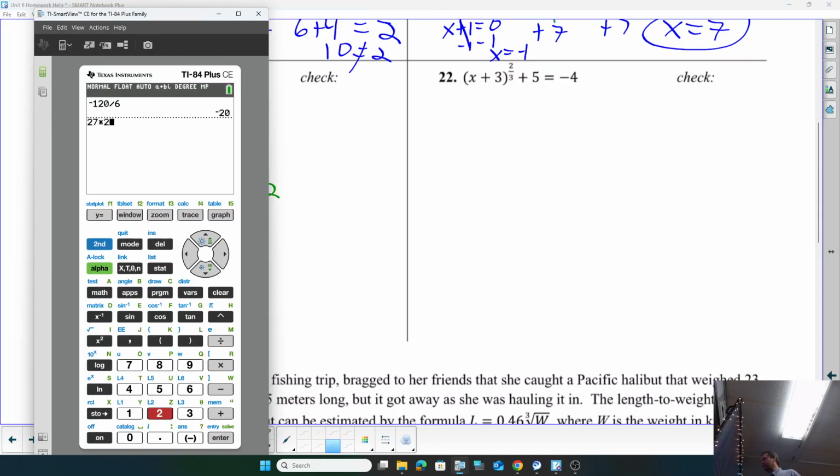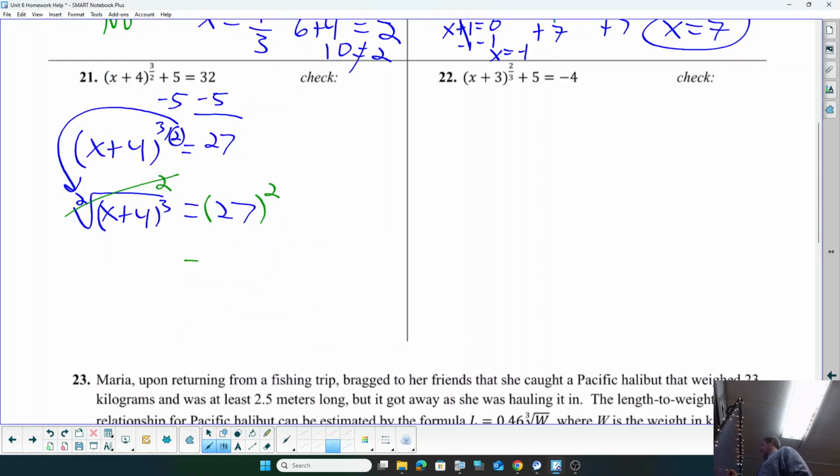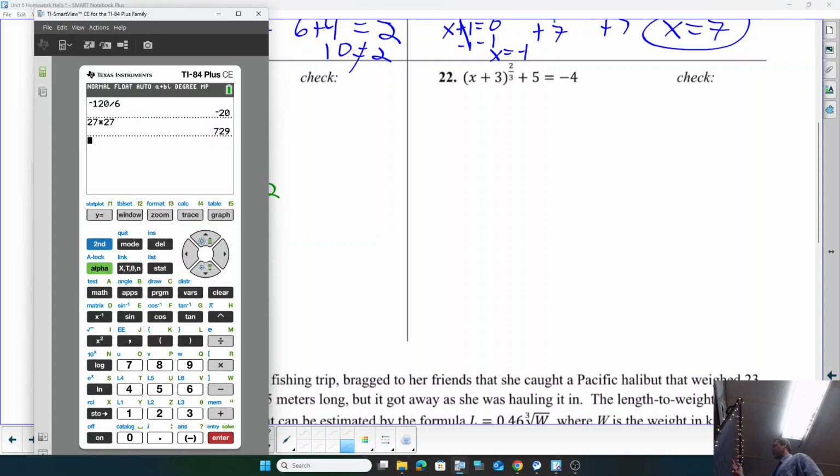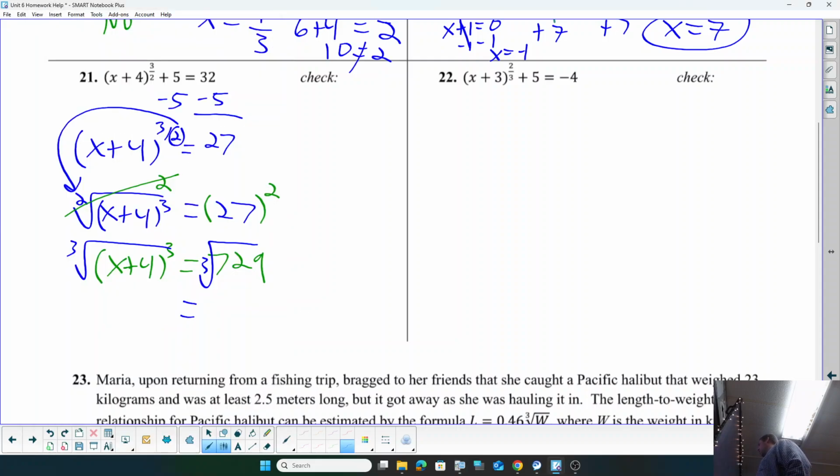And so 27 times 27 is 729. So now we have 729. We bring down the x plus 4 to the 3rd power. So how do we undo the 3rd power? We're going to cube root both sides. So now in our calculator, we do the cube root. Where's our cube root there? Math button. So the cube root of 729 is 9. Interesting. So that becomes a 9. And our cube root and our cube goes away, so that's x plus 4.